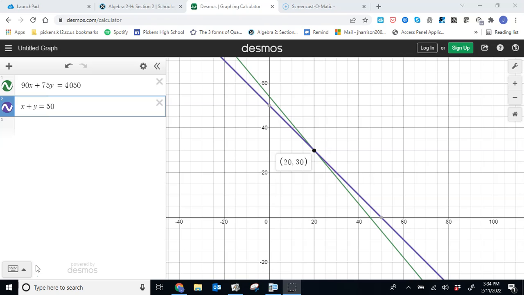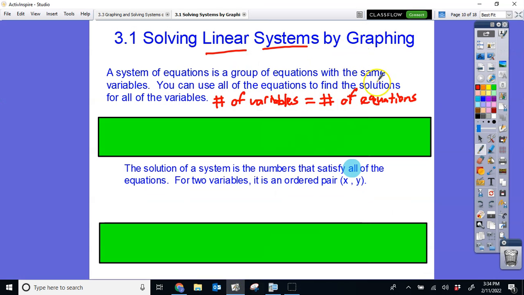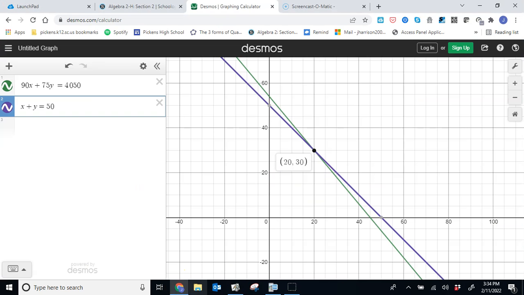Let's talk about finding the solutions to a system of equations. So as I was saying, a system of equations is a group of equations in the same variables. You can use all of the equations to find the solutions for all of the variables. But a key word there, again, is all. The solution has to work for all of the equations. When we look at that example with my gym, Mayfair CrossFit, no, I'm not advertising, I promise. Just kidding, maybe. So anyways, when we look at the $90 membership, $75 membership, and want to make $4,050, but also want to get 50 people.